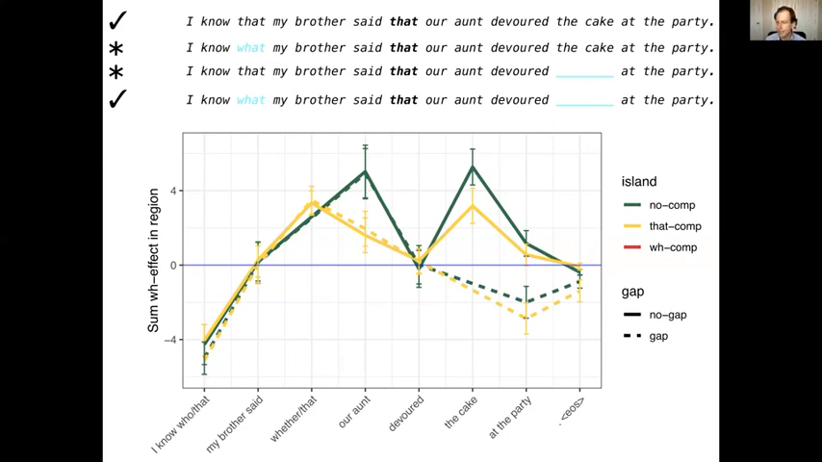And what you can see is that the size of the effect has changed a little bit in both the plus gap and minus gap conditions, but you still have a pretty robust filled gap effect, surprise at not getting a gap, and then less surprise at getting a gap. And now let's see what happens when we go to the whether complementizer condition.